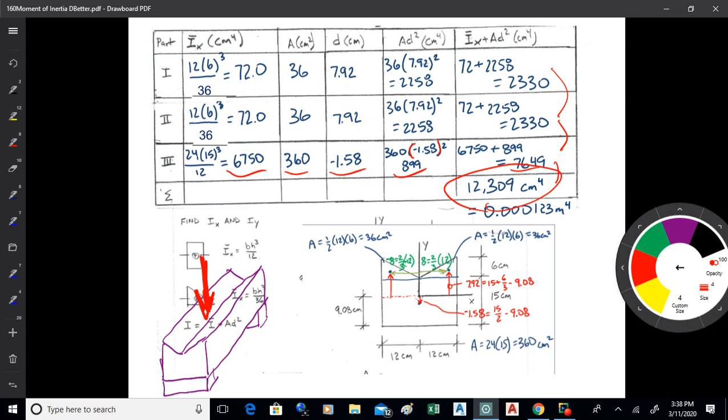So x bar is measured off the y-axis, in the x direction. You're saying here's the centroid in the x direction, that's how far over you measure. But for I sub x, the offsets are measured in the y direction off the x-axis. So they're kind of the reverse of each other in how they're notated. Just be aware of that. They're called out differently. That's why it's 7.92 for I sub x instead of 8.